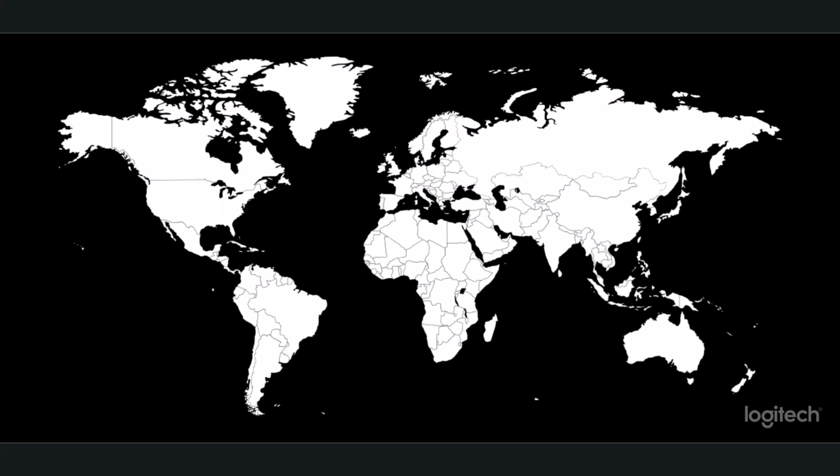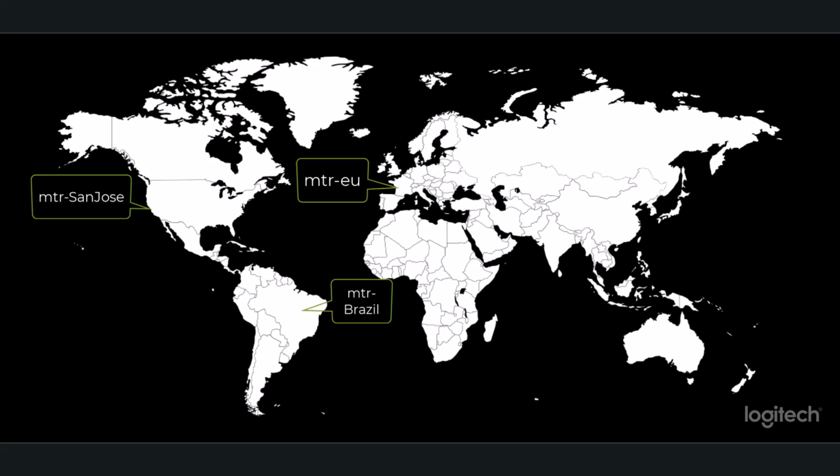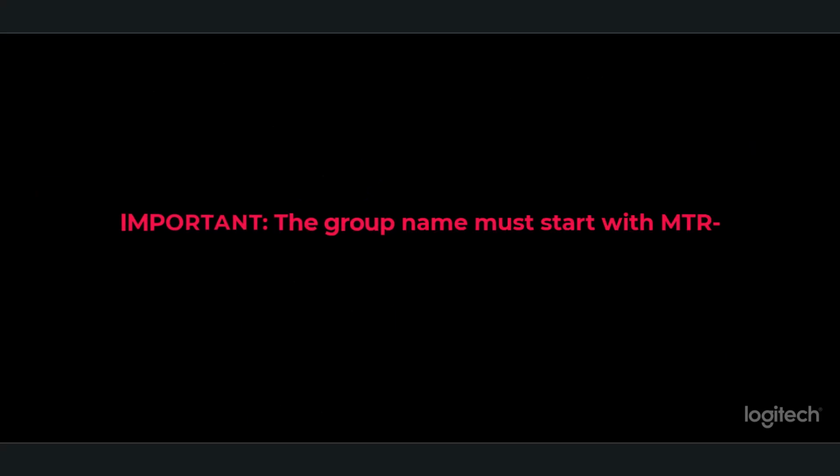Plan your Intune groups carefully. You can't rename it later, and having too many groups can make management messy. A clear, scalable structure saves time and avoids confusion down the road. It is a requirement that the group name begin with MTR dash. You can put anything after that dash, and it is not case sensitive.